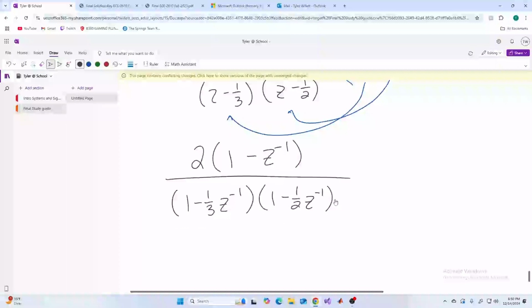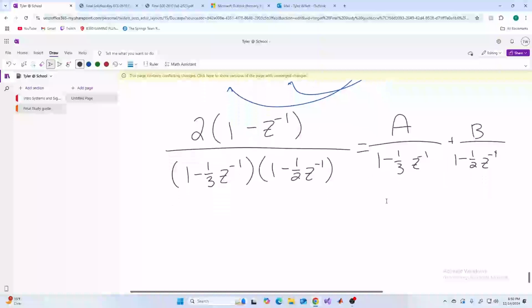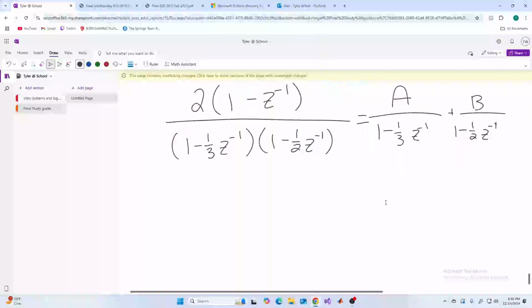So I need it to equal A over each of these terms. So A over 1 minus 1/3 z to the negative 1 plus B over 1 minus 1/2 z to the negative 1. Now, it doesn't really matter which one's A, which one's B. I'm going to be honest with you, you could do it in either fashion that you want because they're both going to give you the same answers.